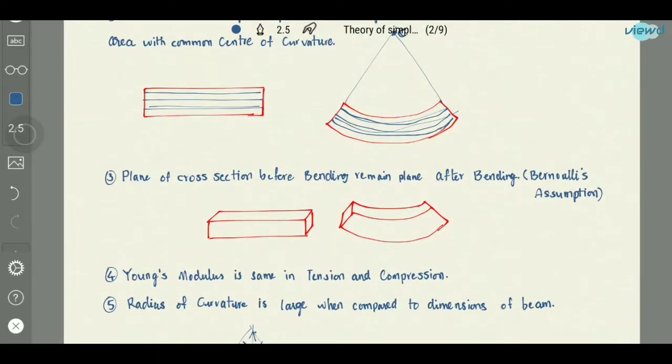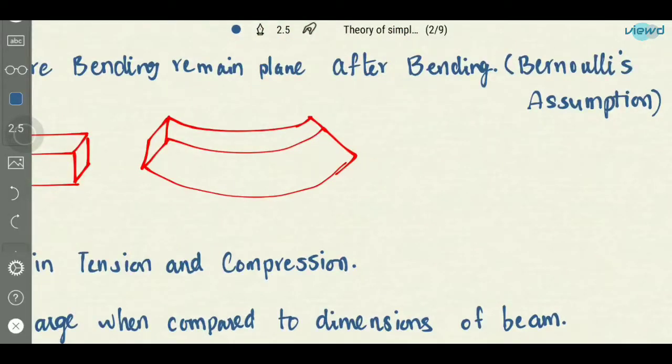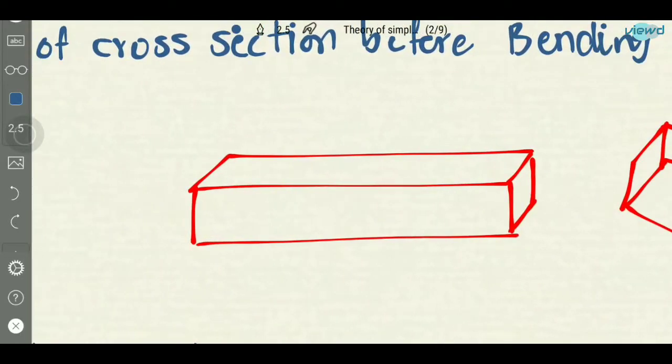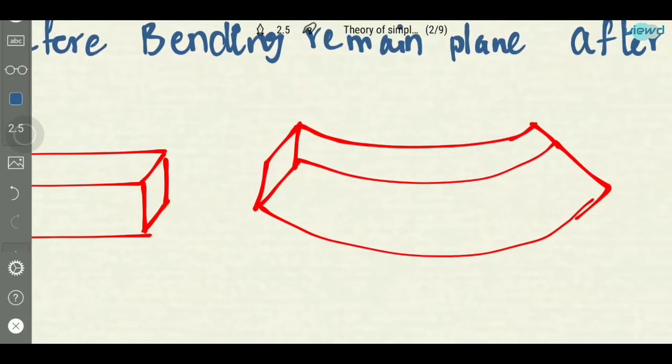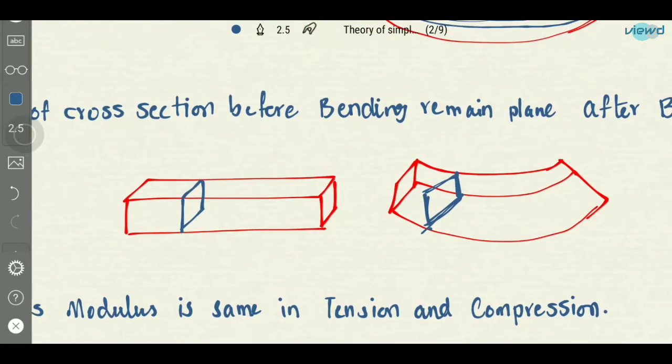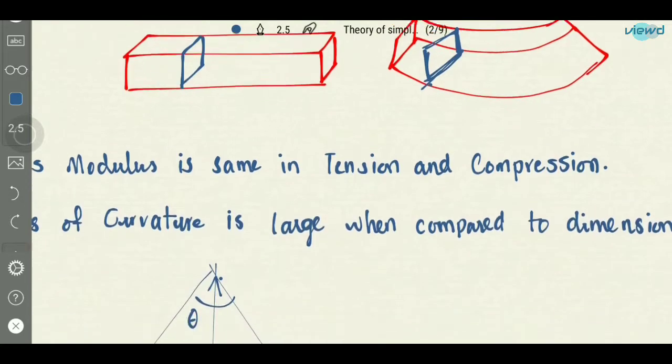And the next assumption is plane of cross section before bending remains plane after bending. This is called Bernoulli's assumption. This is very important. It may be asked in one mark question. So plane of cross section, which means let us say there is a plane like this, and this plane after bending will become like this. So the plane before bending, after bending, will remain a plane, but the angle is tilted, but it remains as a plane. It does not distort like this. It will remain as plane only.